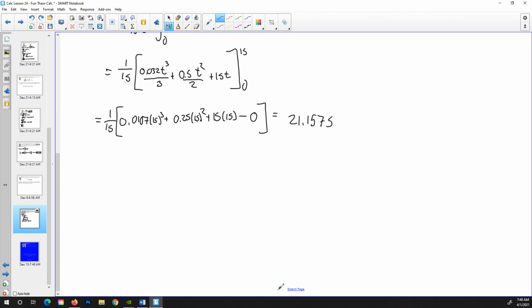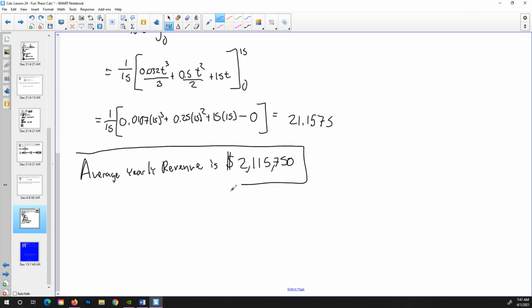So the average yearly revenue is, I'll put it in dollars, so this is hundreds of thousands, so if I move it there, that'll be millions. $2.11575 million. So $2,115,750 is my average yearly revenue over those 15 years.